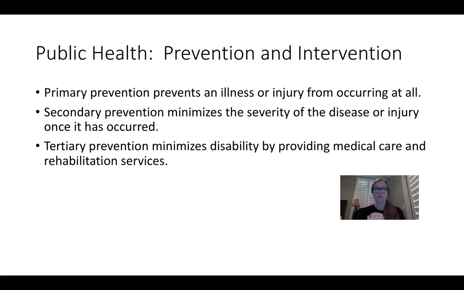Primary prevention prevents an illness or an injury from occurring at all. So highlight this on the PowerPoint. Secondary prevention minimizes the severity of the disease or injury once it has occurred. So it already occurred, but we want to decrease it and make sure it goes where we can control it. Tertiary prevention minimizes disability by providing medical care and rehabilitation services.